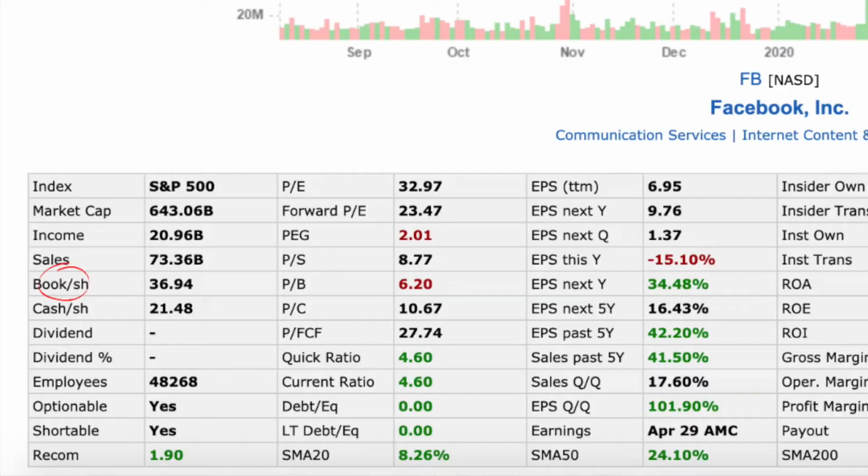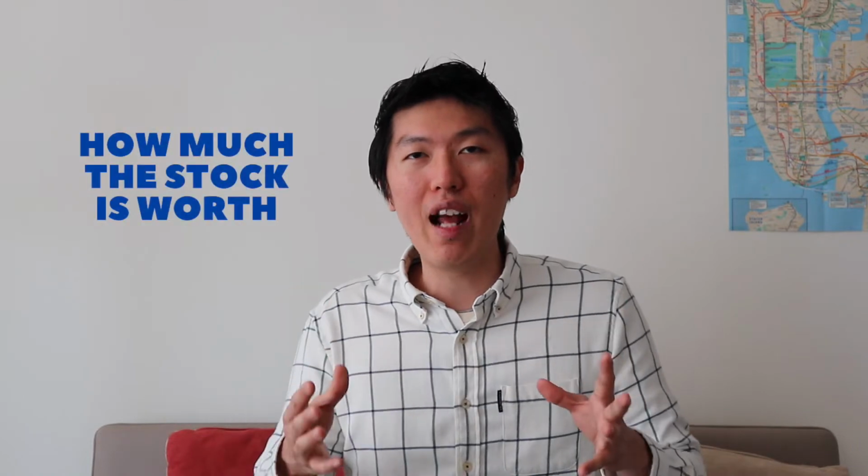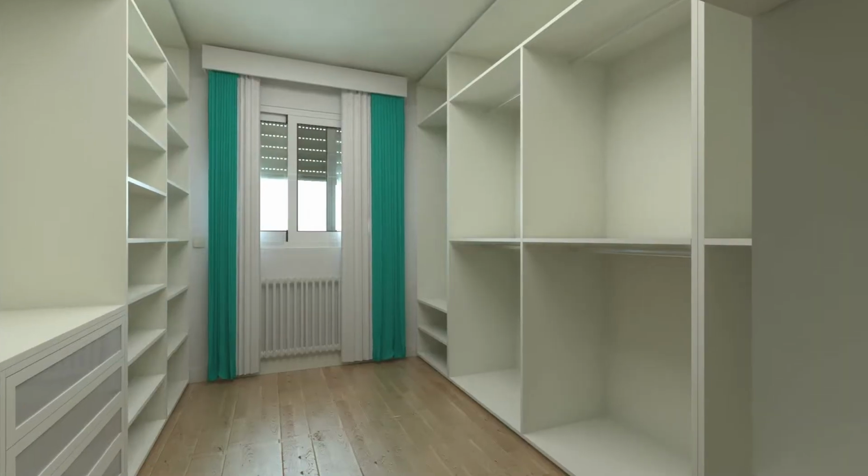Next, we have book per share. Book per share basically means book value per share. To understand what this means, you need to know what book value means. A stock's book value tells investors how much the company is worth after selling all its assets and paying all its liabilities. You can just remember it as cleaning house: the dollar value after the company gets rid of everything.